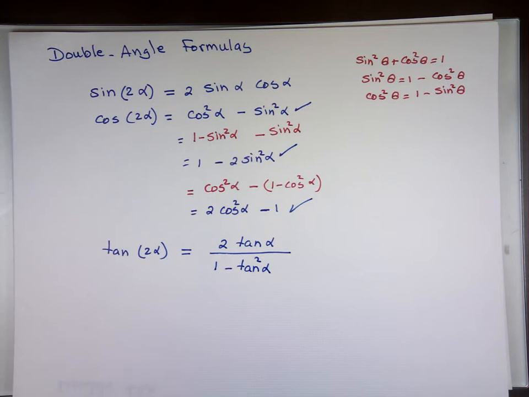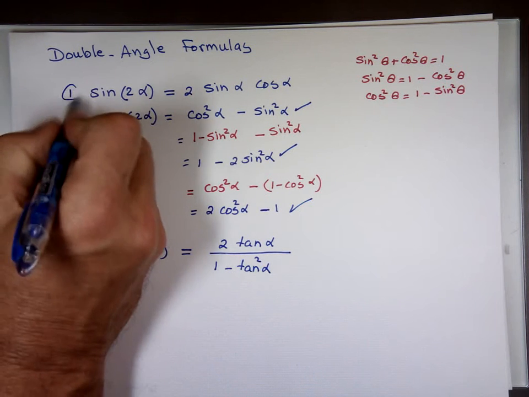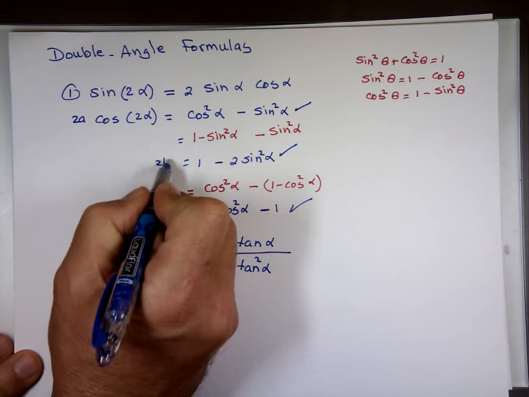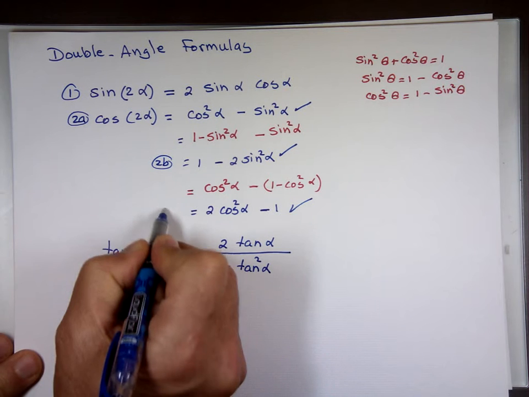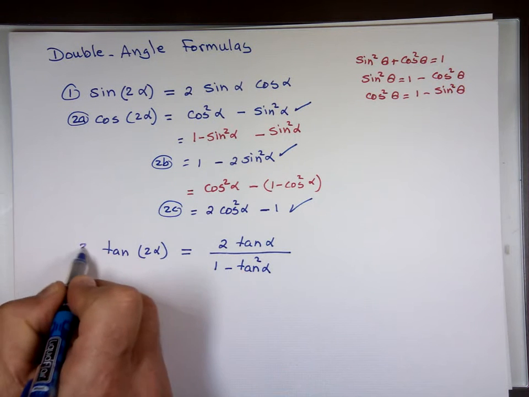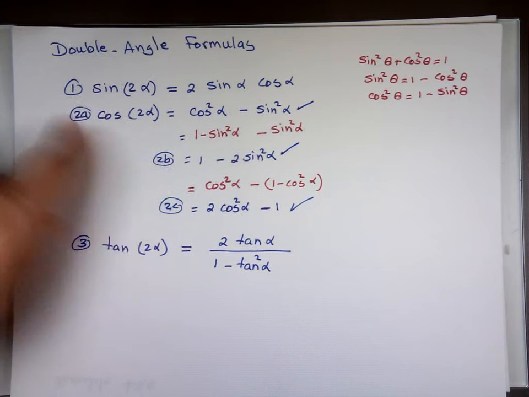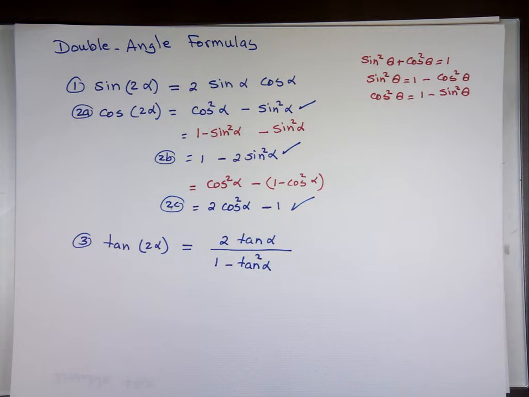So these are the 3 trig identities for double the angles. I'm going to be using them. This is number 1. This is number 2A, we'll call it. This is 2B. This is 2C. And this is number 3. So for 2, for the cosine, there's 3 of them, A, B, and C. For the sine, there's only 1. And for the tangent, there's only 1. So let's take an example and see how we're going to use them.